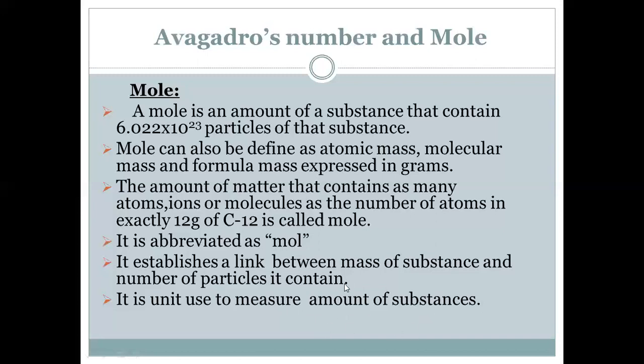Amount of substances, I told you, may mean how many atoms there are if it is an element, how many molecules there are if it is a compound, and how many ions or formula units there are if it is an ionic compound.